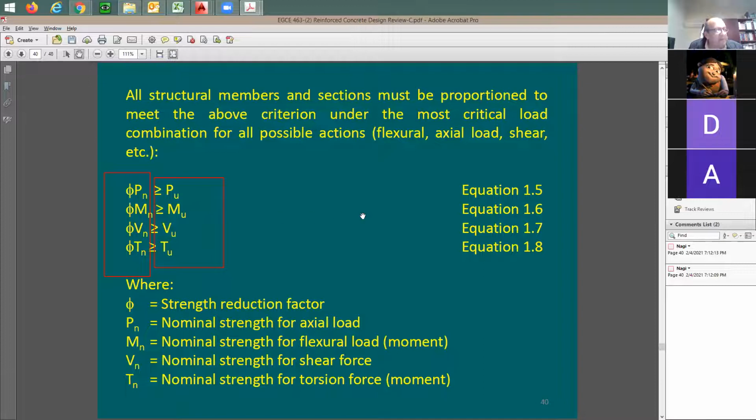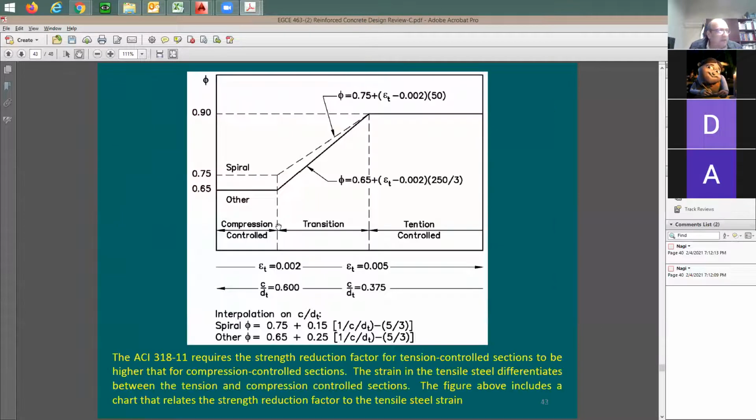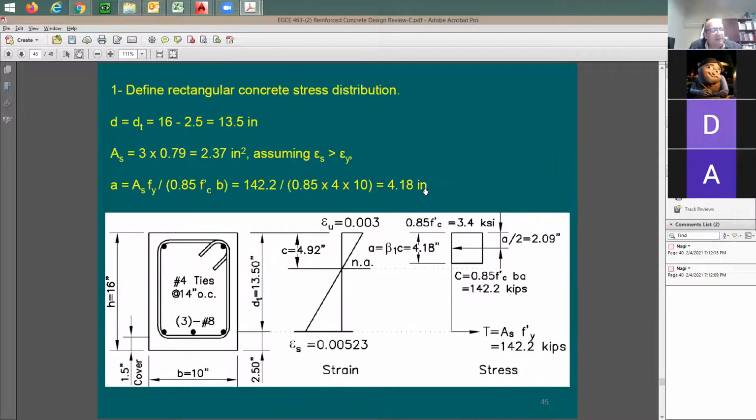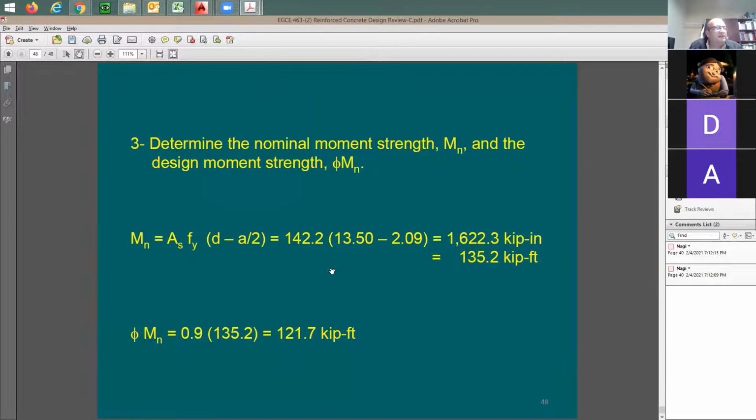Capacity here is going to be based on what? A phi factor, reduction factor, section properties, dimensions, like in this case here, right? Material properties. And this is a very detailed example that I give you here. It's how to find out phi.